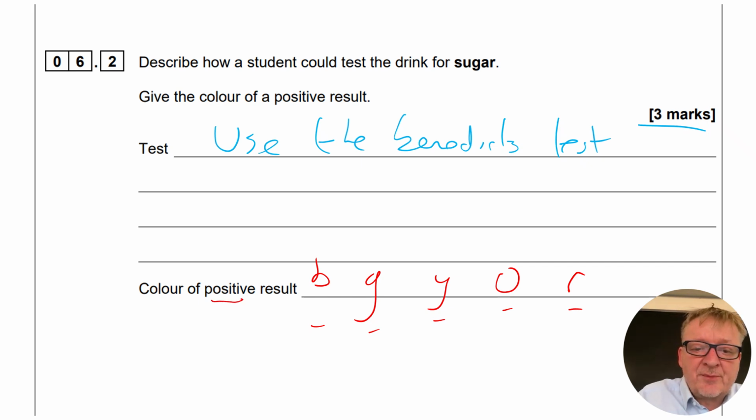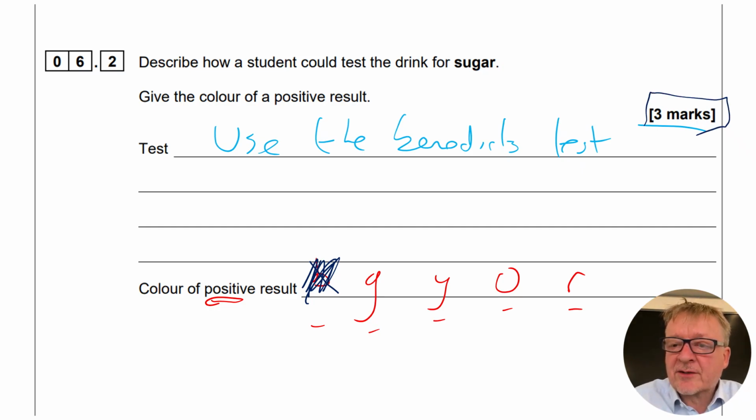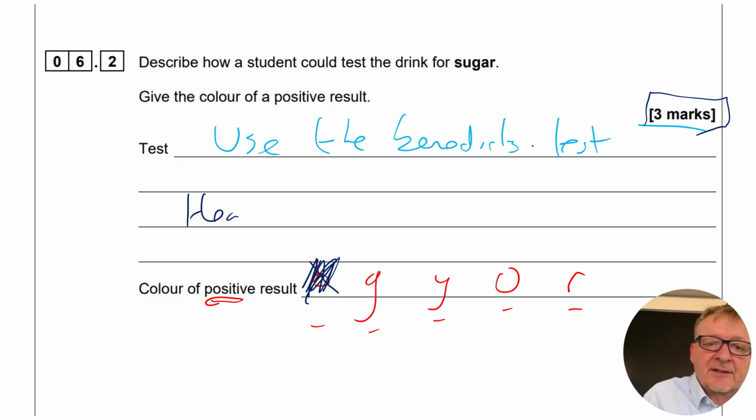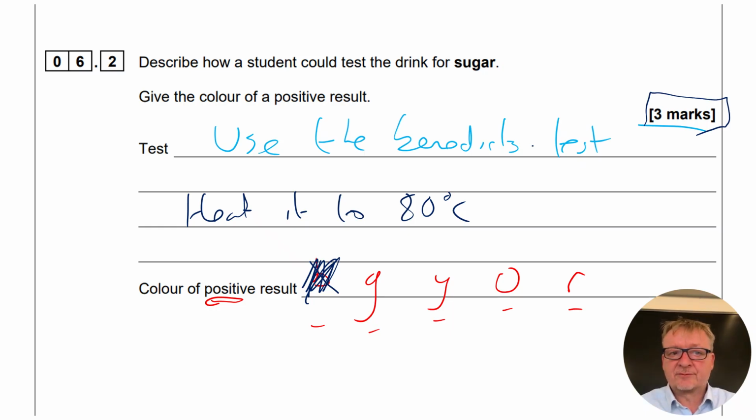Okay, now when it says positive result, you've got to remember positive doesn't mean blue, because that's what it starts with. So they are the only positive results. The exam question itself says 3 marks, so there must be something else in there. So we've got the test, sugar, we've got the colour. You must heat it to 80 degrees C. That is then your 3rd mark.